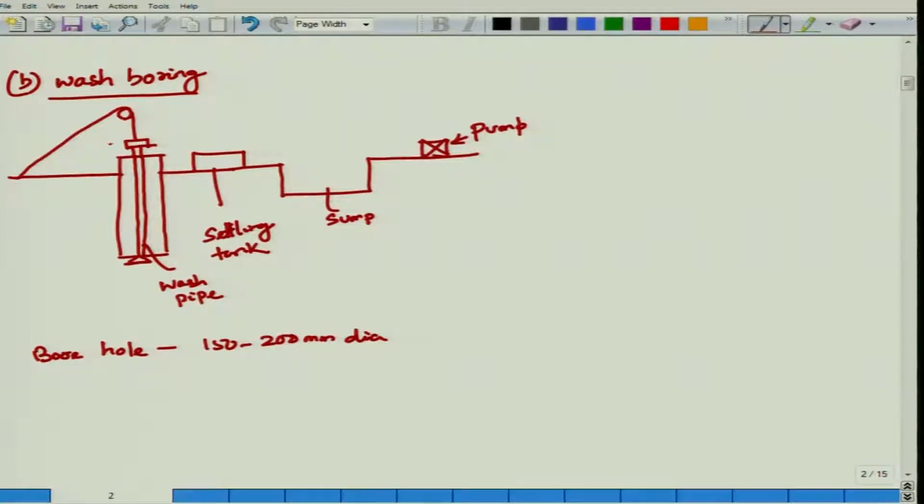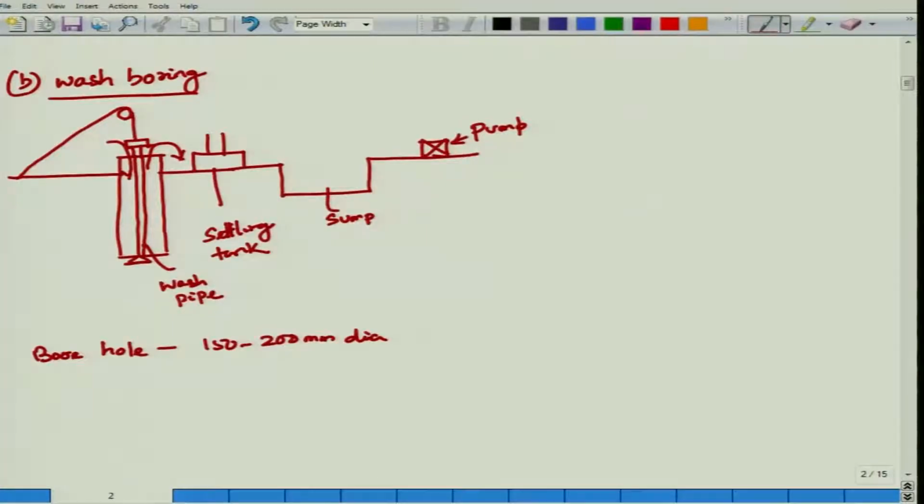That means it is a parallel process. You are making a borehole, and at the same time you are injecting a stream of water inside on one side, the soil is loosened, and on the other side the soil with water comes out and settles in a settling tank. Then as it settles over a period of time, from the settling tank you can push your sampling tube to collect a soil sample. I cannot say it is an undisturbed soil sample, rather it will be a remolded soil sample.